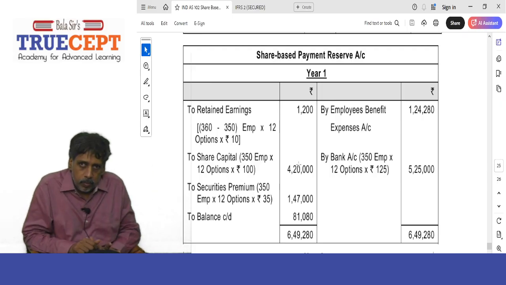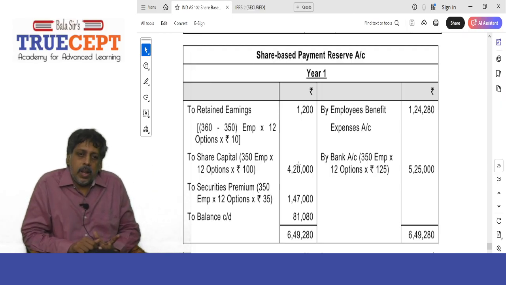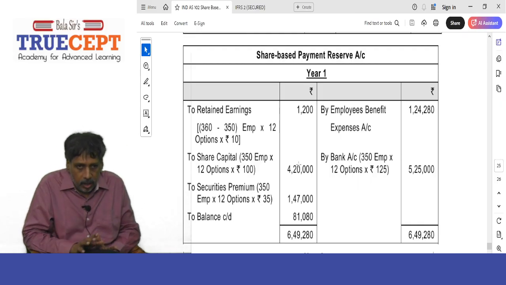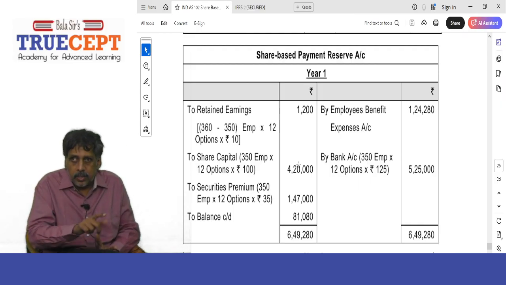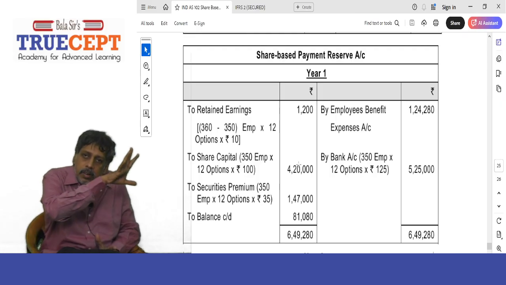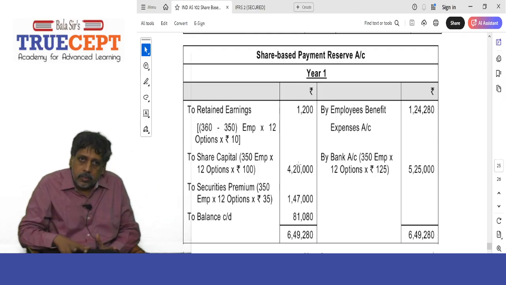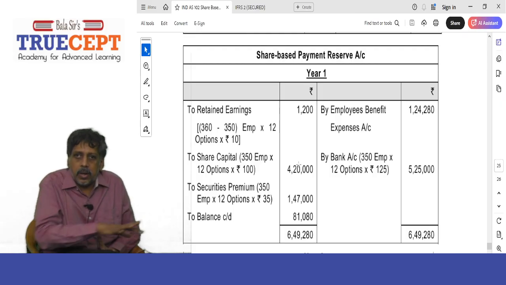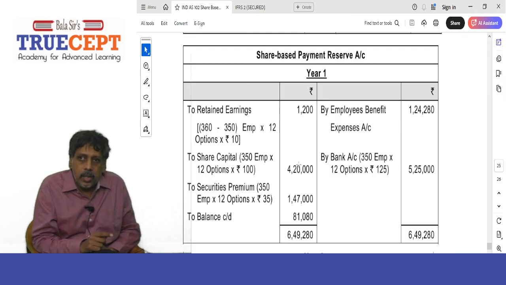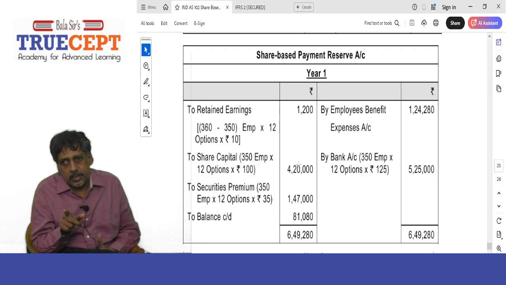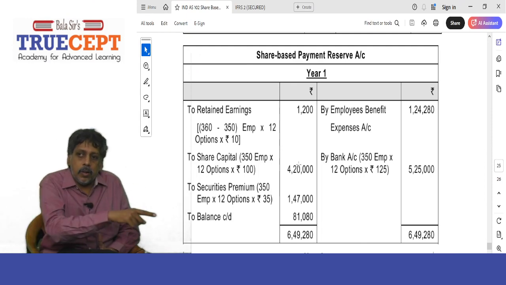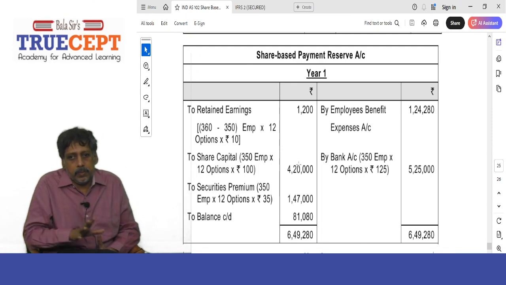How much? 5,25,000. People ask me, sir, should I write bank account debit to share capital? If you want, you can pass the entry. Otherwise, since you are preparing the ledger account, you can transfer this money brought in also into the share-based payment reserve account. Like bank account debit to share application. Yes or no? Think about it. And application money to share capital, then to share premium, if any.